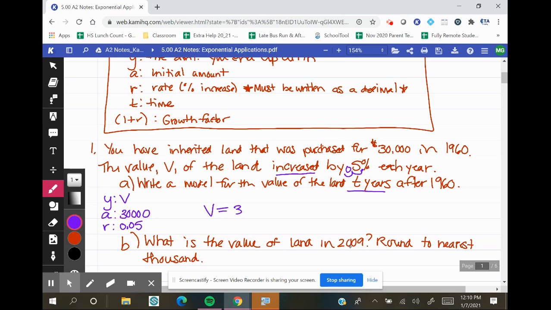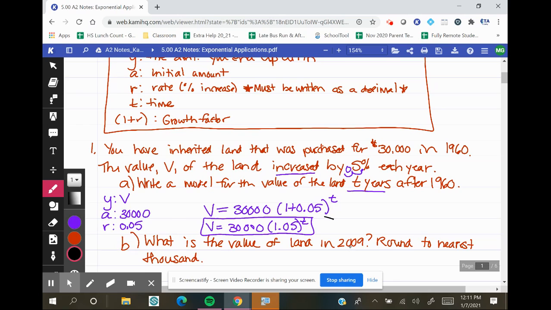V equals 30,000 times the quantity 1 plus 0.05 raised to the T. And I can rewrite that again as 30,000 times 1.05 to the T if I add those together. Okay, so this would be my model.